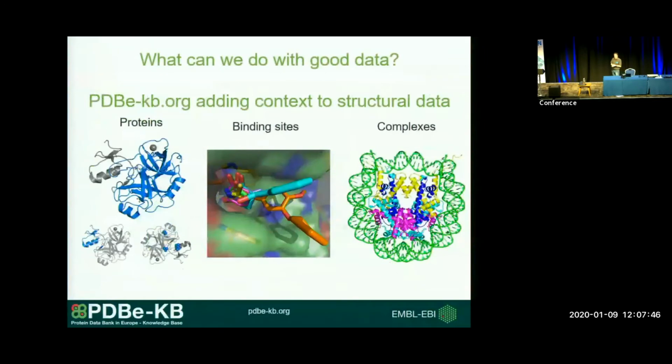So at PDB-E, given all this lovely metadata that we receive from the PDB, of which we're part of, obviously, we are adding extra context to this structural data. So we're building on top of what's in the PDB archive in our new PDB-E knowledge base resource. Initially, we focused on proteins, and I'll show you what we've done there. We'll be focusing on binding sites and ligands next, and I'll ask for some help from that later. And then later on, we'll work on complexes, and it will become apparent why as I go through.